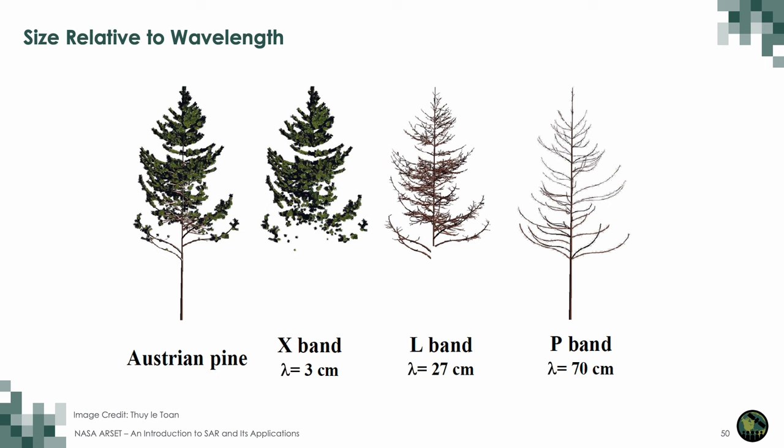If we're looking at this pine tree with L-band, on the order of 27 centimeter wavelength, then we'll be looking at primarily the longer branches and part of the trunk. And finally, if we're looking at this tree with P-band, which has a wavelength on the order of 70 centimeters, we're looking at the even longer branches and pretty much all of the trunk.